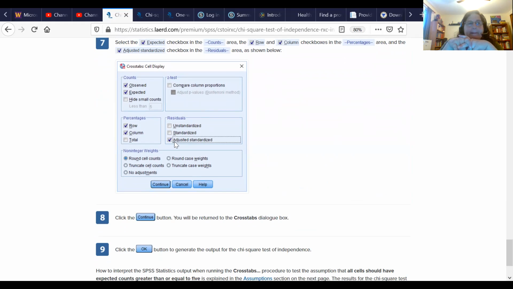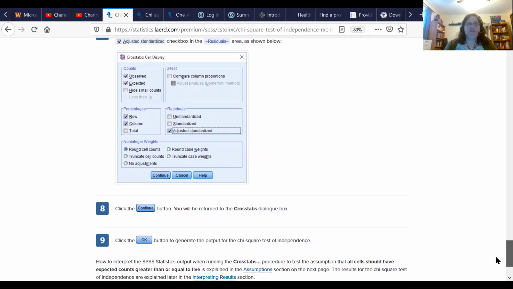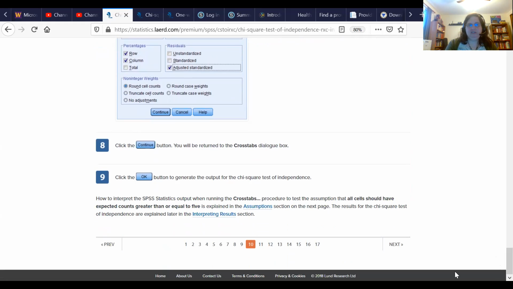Okay. This says to round cell counts. Personally, I usually do no adjustments. I don't really like rounding my cell counts, but it's perfectly fine. It's perfectly fine for this class.